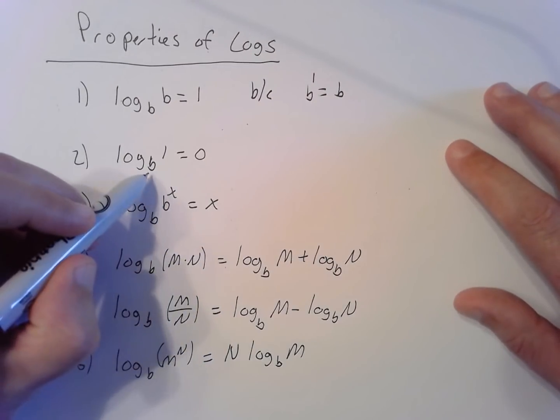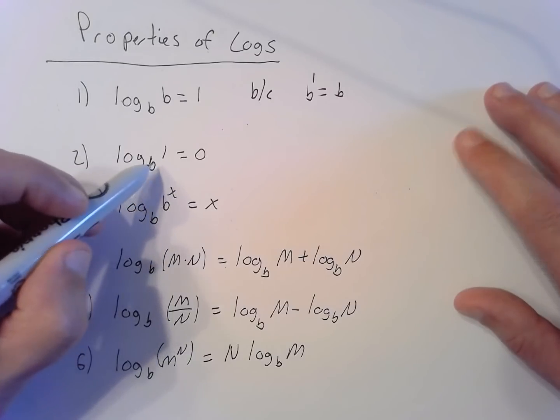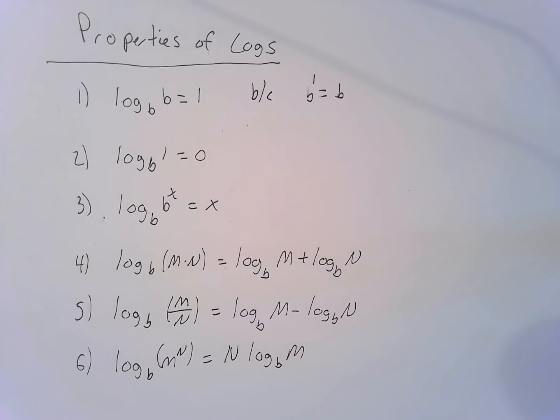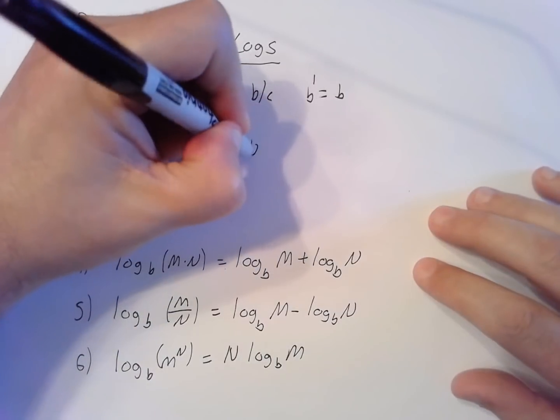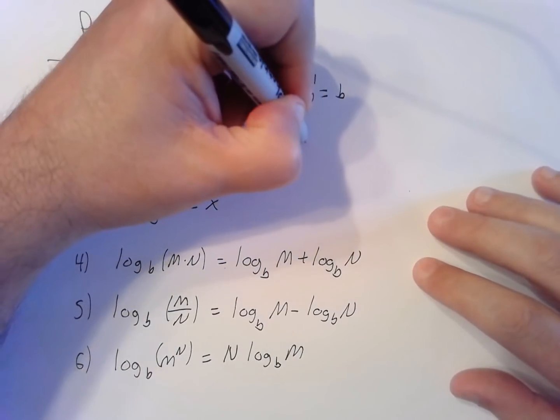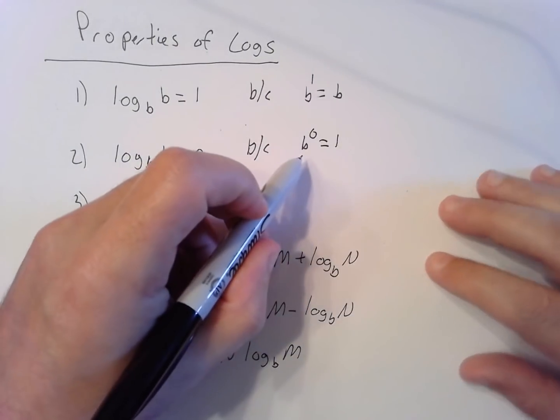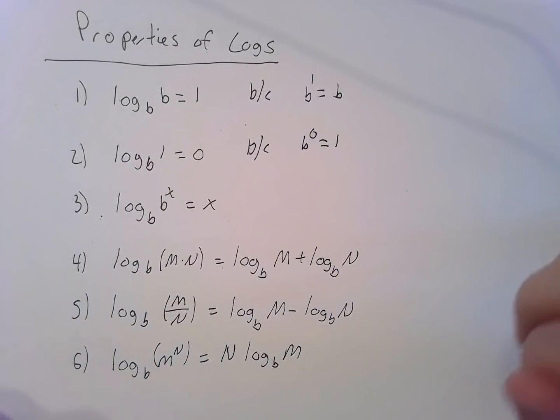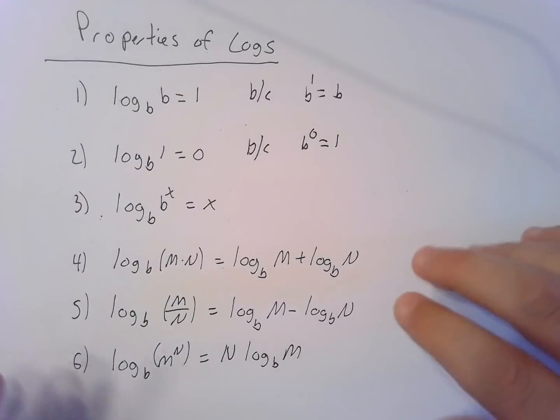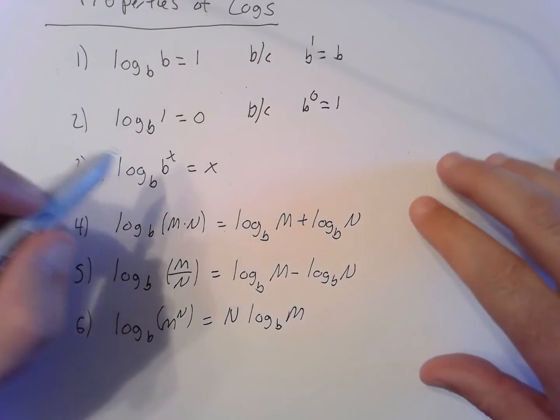Okay, log base b of 1. No matter what your base is, log of 1 always equals 0. Why? Because anything to the 0 power is 1, as long as your base is not 0, and we're not allowed to have 0 as a base. So log of 1 in any base always equals 0.